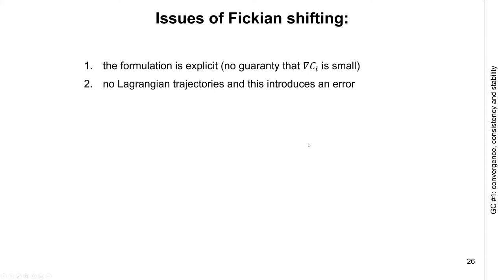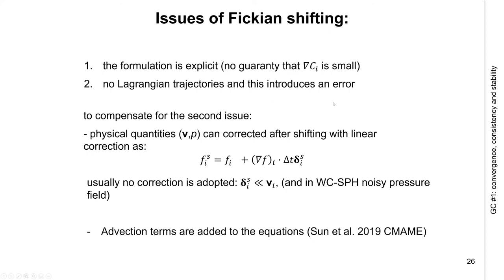But there are issues related to the Fickian shifting. The first issue is that the formulation is explicit, so there is no guarantee that the gradient of C is small, and we are correcting the Lagrangian trajectories, so this introduces an error in your scheme. For the second issue, different ideas have been suggested. One is to correct the physical quantities after shifting. Another approach is to introduce advection terms in your continuity and momentum equations. So the second issue can more or less be solved. We still have to fix the first issue.